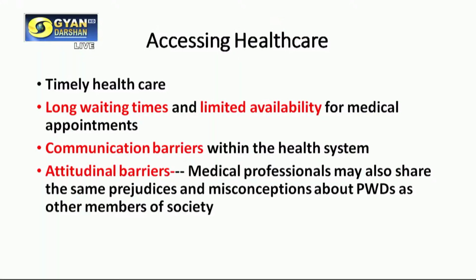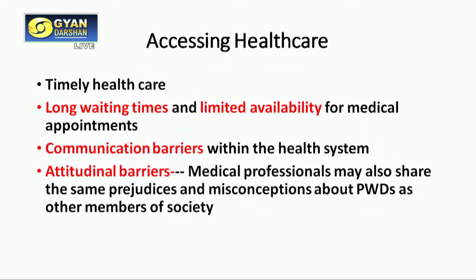Now, let's look at another very important dimension of accessibility, and that is healthcare. Learners, as you would have realized, persons with disabilities very often need to access healthcare more than non-disabled persons, because their various conditions may require more frequent visits to the doctor, to the health center or to the hospital. So timely healthcare is very important for persons with disabilities, so that their conditions are taken care of and so that other kinds of conditions that may result are prevented and taken care of in a timely manner.